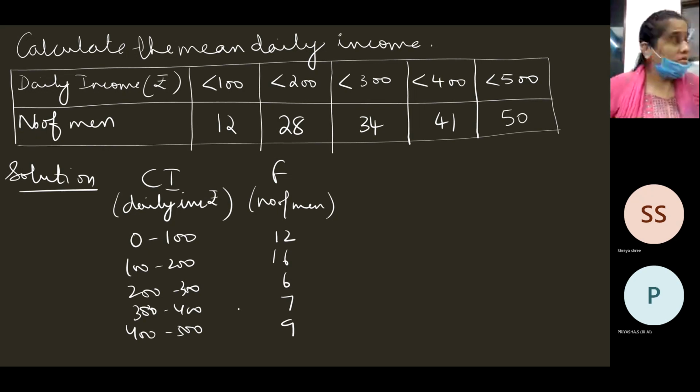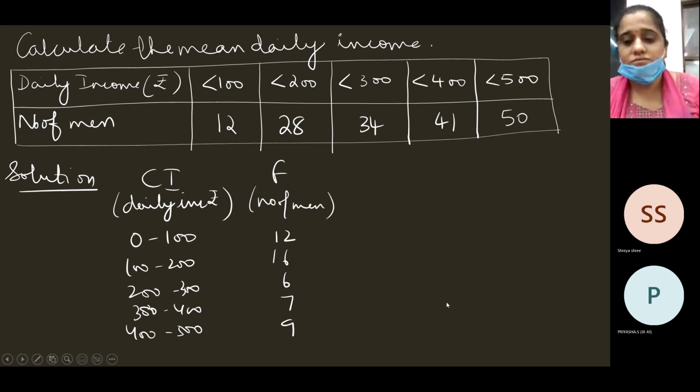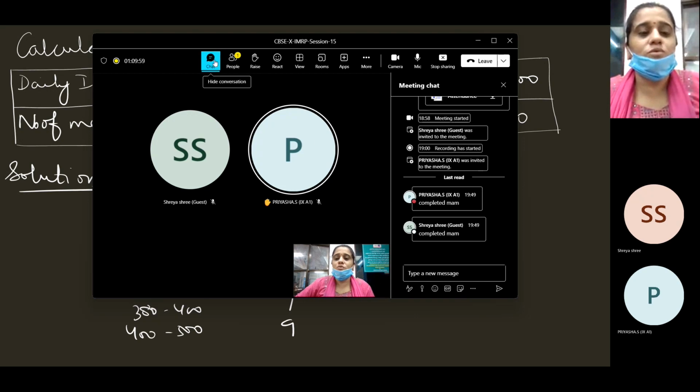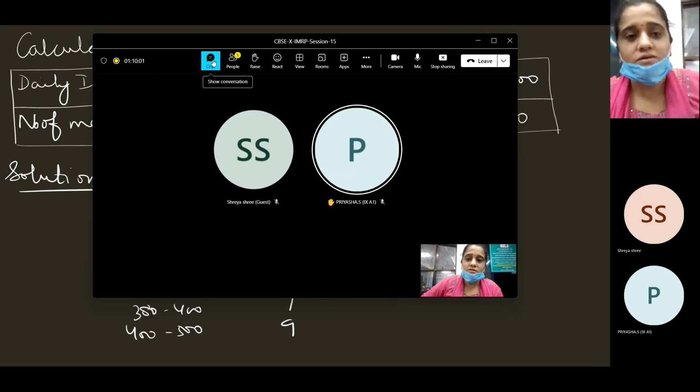Now find the mean using the assumed mean method. Priyasha and Shreyashri, let me know in the chat if you got the table correct.